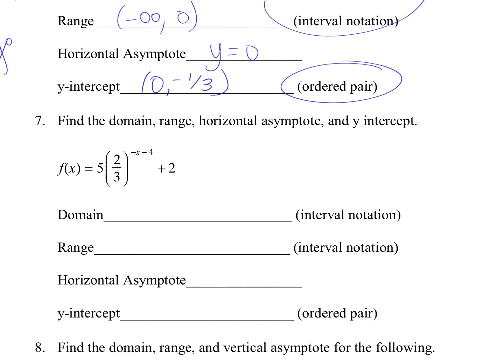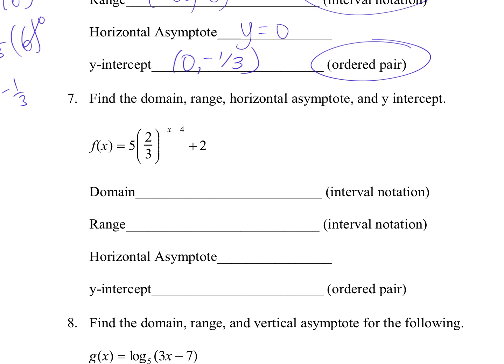Number 7, same thing. This one's a little more complicated, but what kind of a function is this? It's an exponential, so I know right away my domain is negative infinity to positive infinity. What is my horizontal asymptote? What is being added or subtracted at the end? So it's at y equals 2. You have to have the y equals, guys.